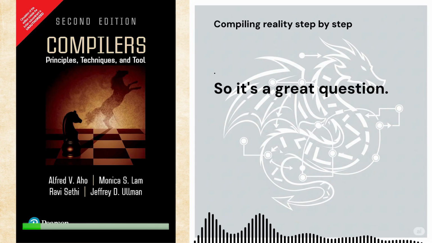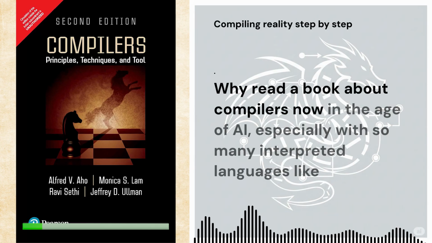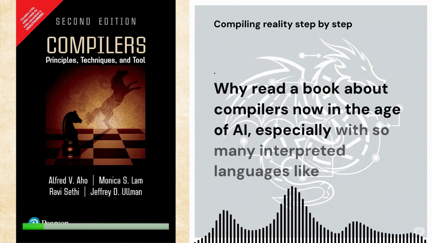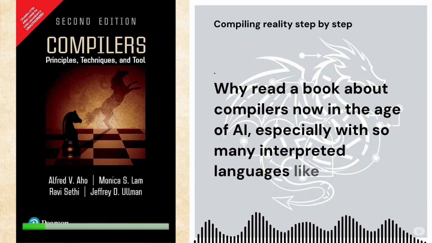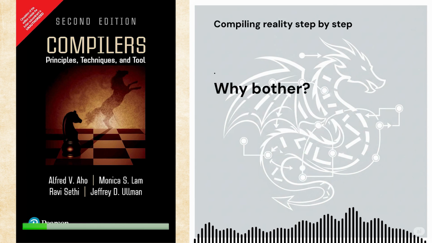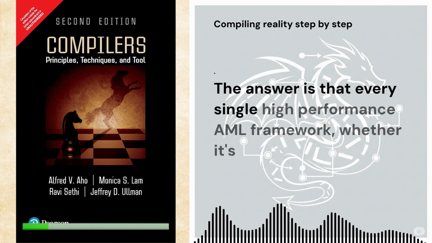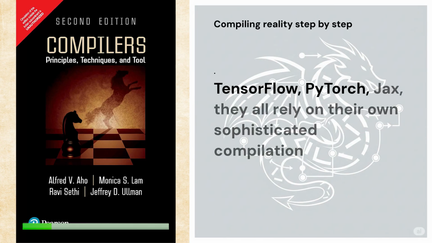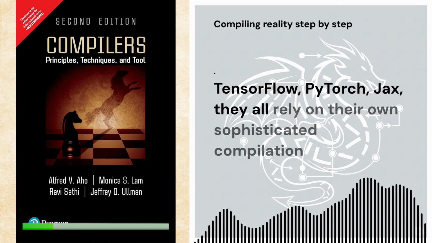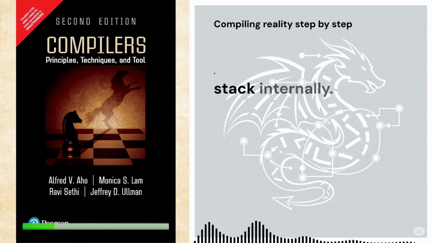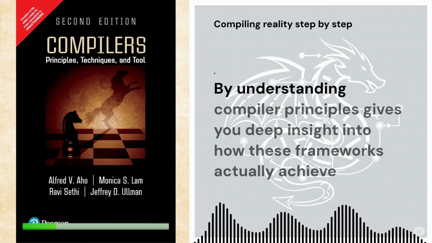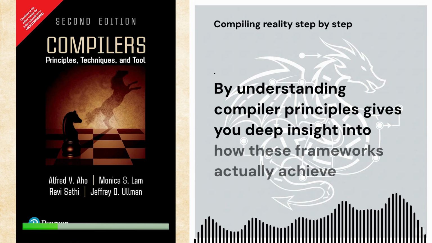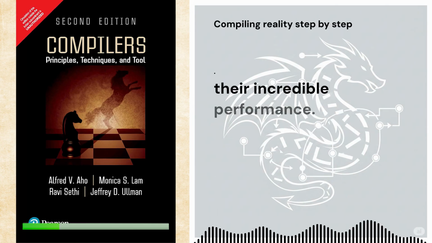So it's a great question. Why read a book about compilers now in the age of AI, especially with so many interpreted languages like Python being used? Yeah, why bother? The answer is that every single high-performance AI/ML framework, whether it's TensorFlow, PyTorch, JAX, they all rely on their own sophisticated compilation stack internally.